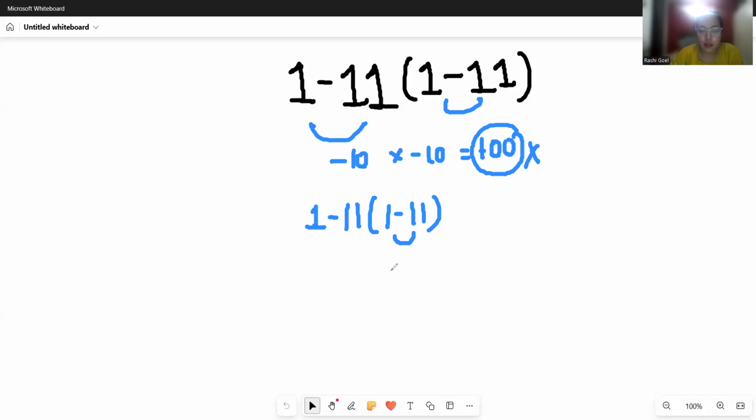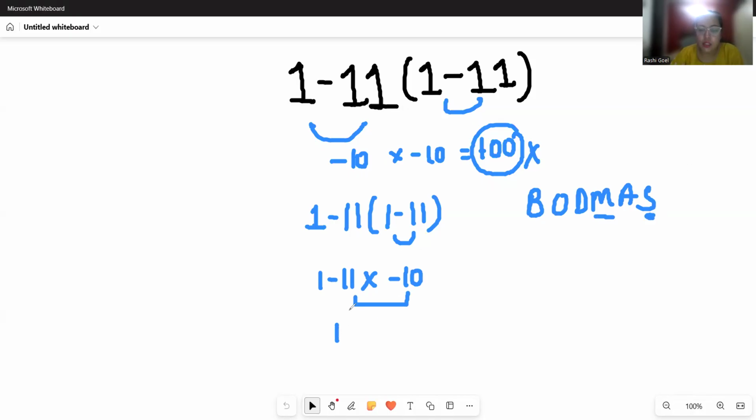When there is a bracket, first solve the bracket, that is negative 10. So 1 minus 11 times negative 10. Now, as per the BODMAS rule, first we have to solve the multiplication if we have multiplication and subtraction signs. So multiplication is between 11 and 10. So minus 1, 11 times 10 is 110 with a positive sign. So it's 111. What is the correct answer? 111, not 100. I hope it's clear and you find it useful.